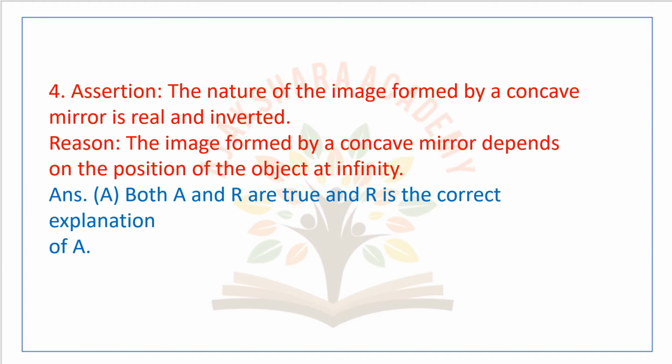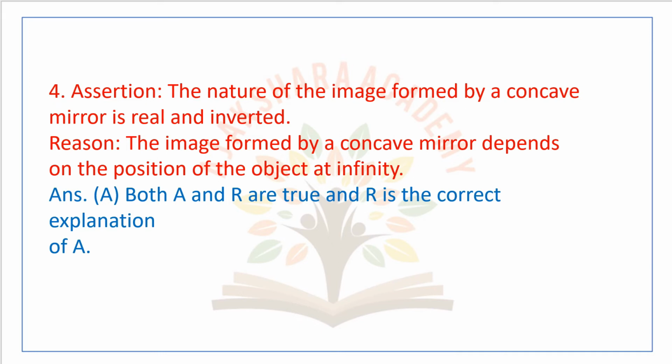Assertion: the nature of the image formed by a concave mirror is real and inverted. Reason: the image formed by a concave mirror depends on the position of the object, at infinity. So the assertion is that the nature of the image formed by a concave mirror is real and inverted, and the reason is that the image formed by a concave mirror depends on the position of the object. Is that correct or not?